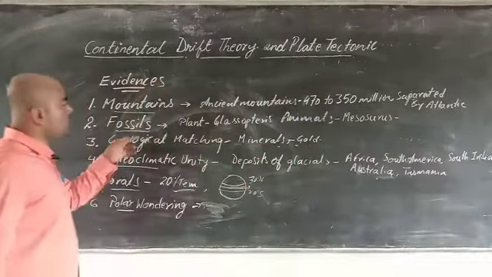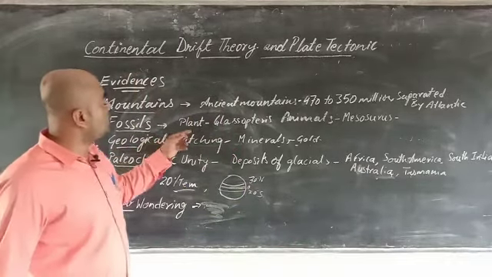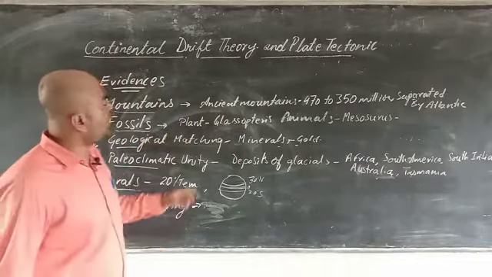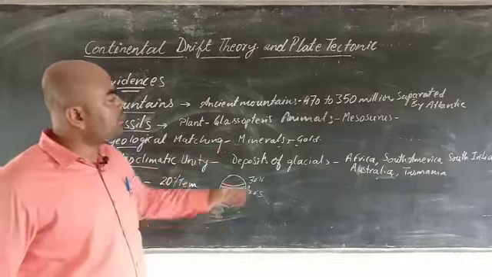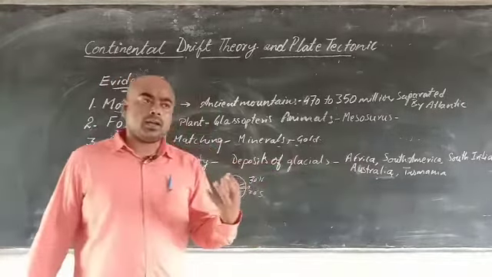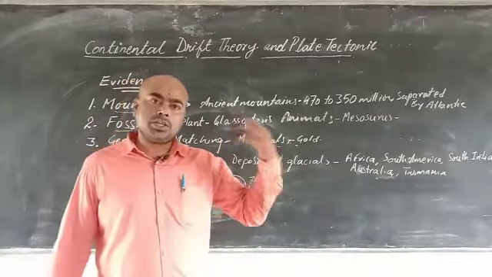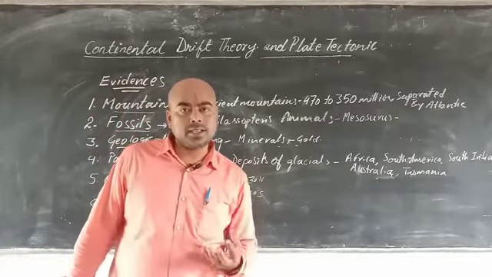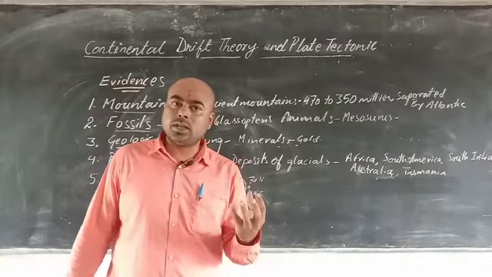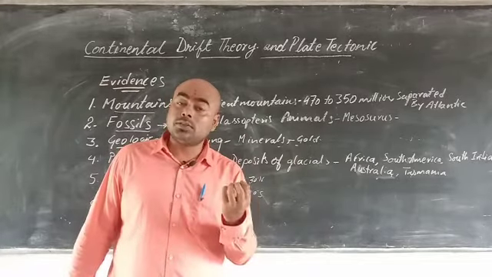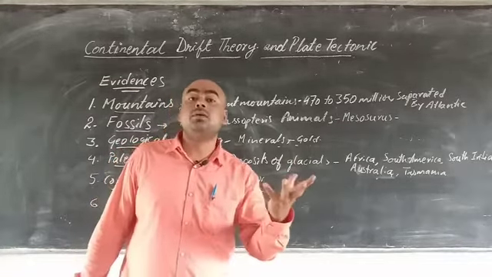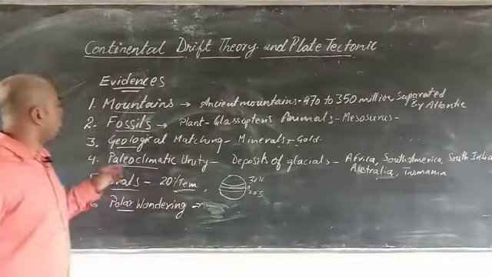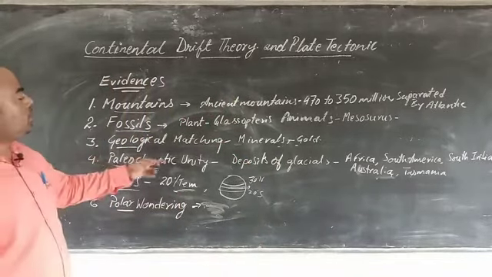Next are the fossils. The fossils of plants like Glossopteris and animals like Mesosaurus are ancient fossils, and they are now distributed throughout different continents. That means once the fossils were together, and now because of continental drift, they are separated from each other. The third one is geological matching.